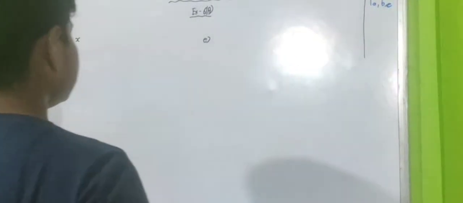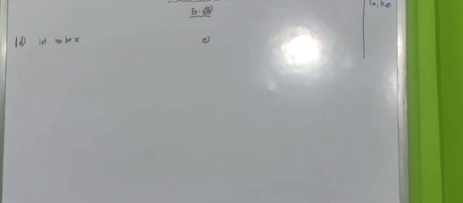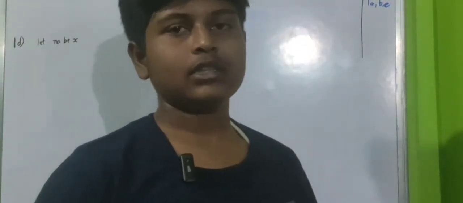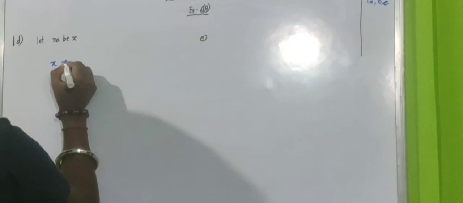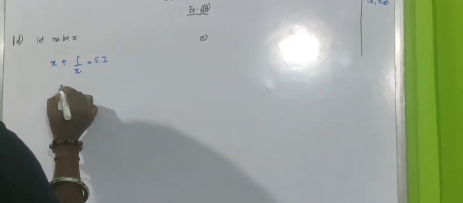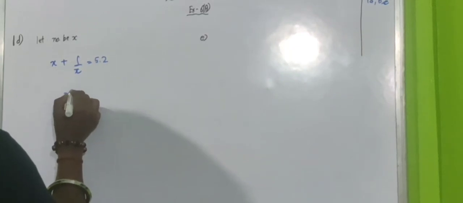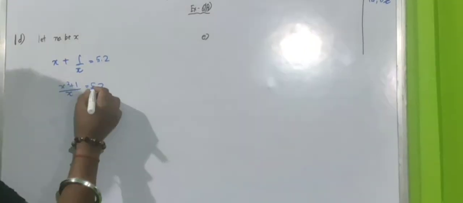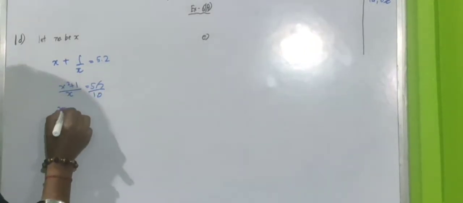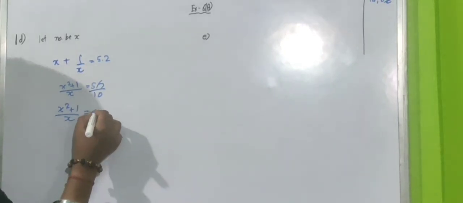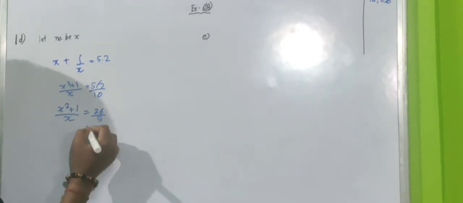I am solving D and E. So here in this question 1D, it is said that the reciprocal of a number and the number, on adding both, you will get 5.2. So x and the reciprocal, that is 1 by x, on adding we will get 5.2. So take LCM here, you will get (x square plus 1) by x is equals to 5.2. Multiply this by 10, so we have (x square plus 1) divided by x is equals to 52 by 10, that will be 26 by 5.